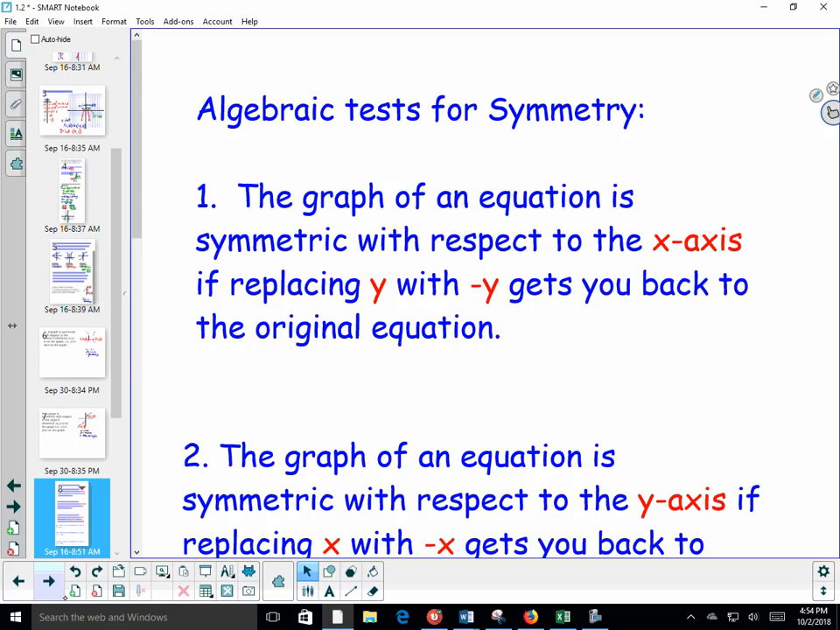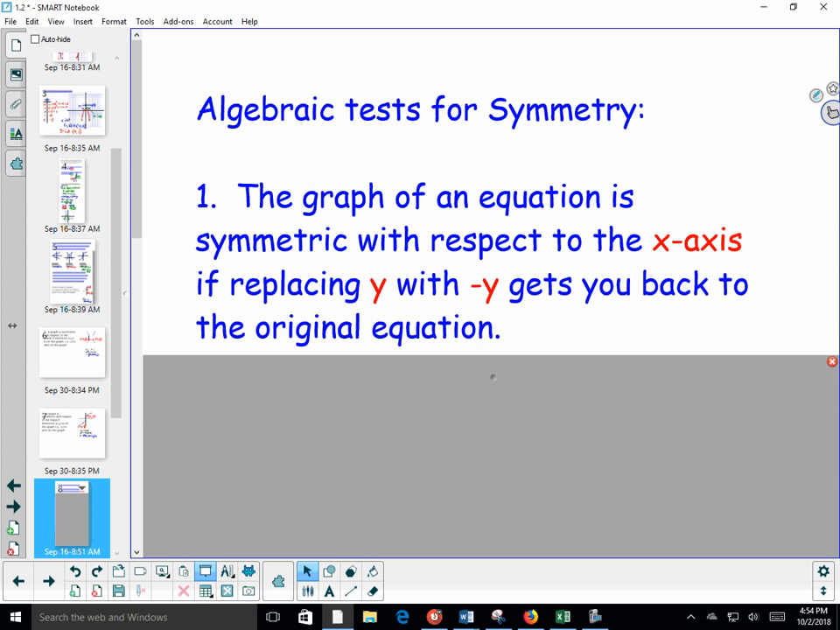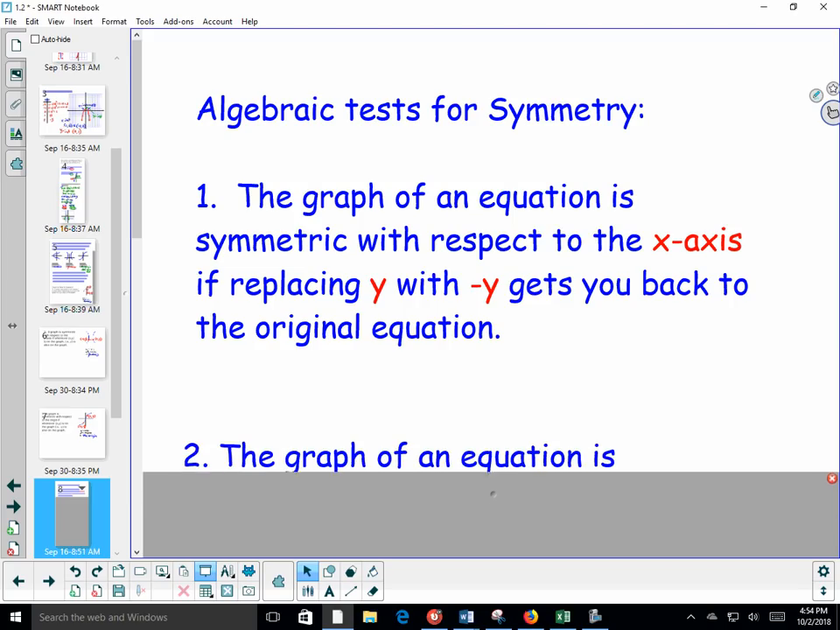All right, that brings up algebraic tests for symmetry. The graph of an equation is symmetric with respect to the x-axis if replacing y with negative y gets you back to the original equation. The graph of an equation is symmetric with respect to the x-axis if replacing y with negative y always gets you back to the original equation.